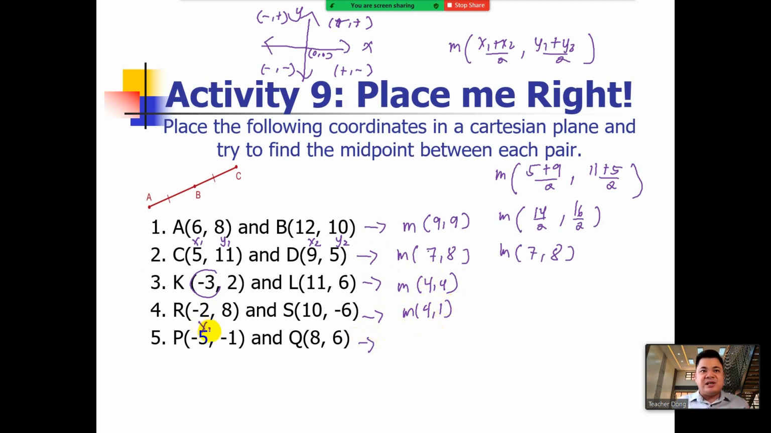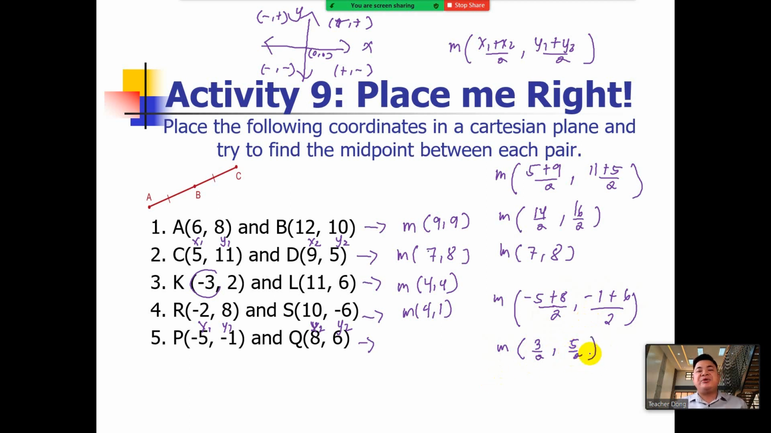Okay, and lastly, let's use a formula here. So this is your x sub 1, y sub 1, x sub 2, and then y sub 2. So we will substitute in the formula, the x as negative 5 plus 8 over 2. As you can see, I substituted the negative directly. And then we have negative 1 plus 6 over 2. Then the next thing is simplify. So negative 5 plus 8 is 3 over 2. And then negative 1 plus 6 is 5 over 2.